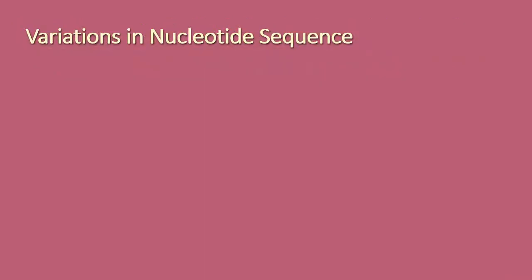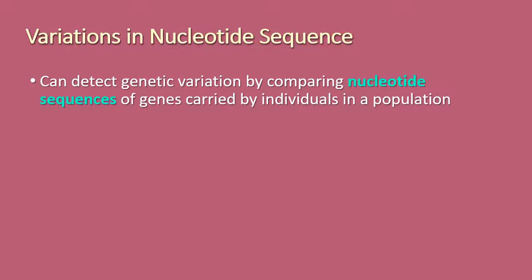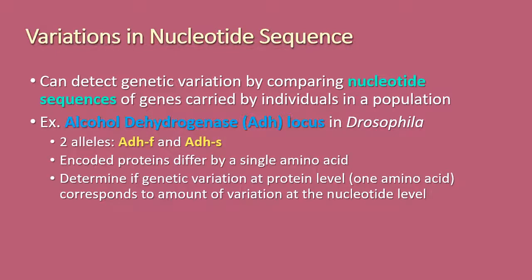Now, also what you don't see on the phenotypic level is the variations that are present in nucleotide sequences. We can look at the actual nucleotide sequences, the ATCG, of genes carried by individuals in a population and see how much variation is there. And it should be a lot more than just what you see in the phenotype. A good example is alcohol dehydrogenase in Drosophila. This is just a gene for an enzyme where there are only really two alleles present in Drosophila, the ADHF and the ADHS. And the two enzymes that are produced by these two different alleles only differ by one single amino acid.